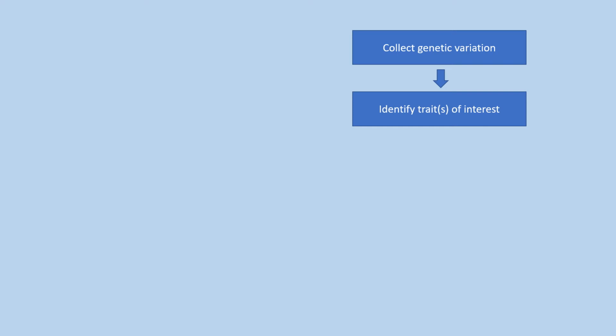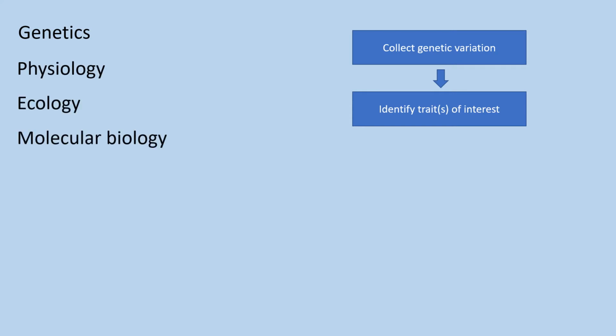Once a source of genetic variation is available, a plant breeder needs to identify one or several traits of interest that they would like to improve. This might seem like a straightforward process, but in reality it requires a great knowledge of the plant's genetics, physiology, ecology, and molecular biology in order to guarantee the success of the breeding program.